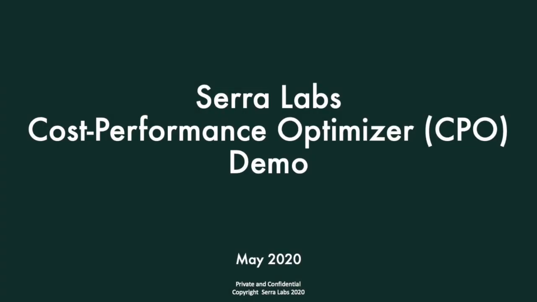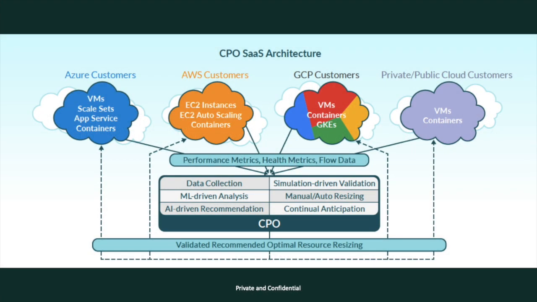Welcome to the Sera Labs Cost Performance Optimizer demo. This is the CPO's SaaS deployment architecture. It illustrates how metric and flow data is captured by CPO from compute objects, such as VMs, residing in different public clouds. CPO analyzes the data and generates recommendations for optimally resizing the compute resources.